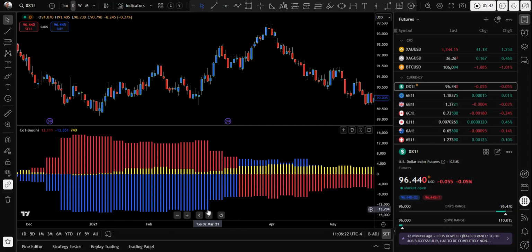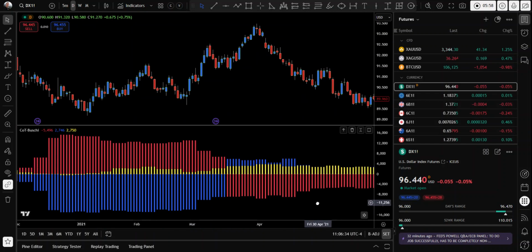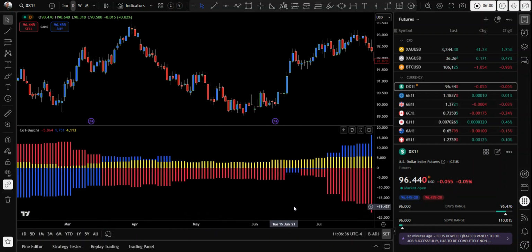So when you see them go from 13,000 short to 9,000 short, you gotta say, okay, well that's a pretty big difference there. I want to be aware of that.